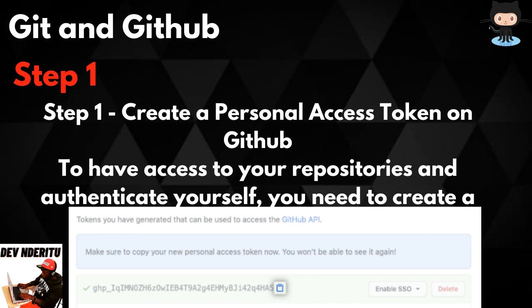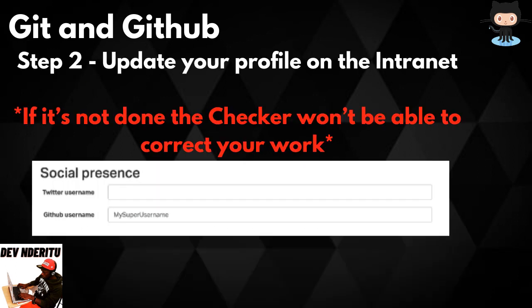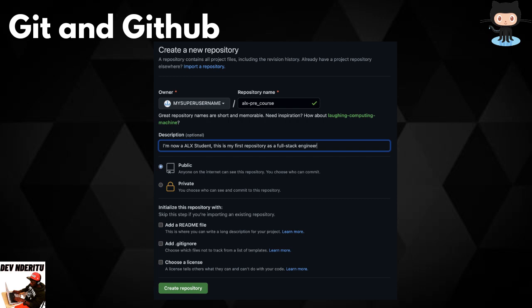So that's just something that you need to do, so that we can have communication between the directory and the GitHub repository remotely. Then you create your first repository. Go to your GitHub website, click on the plus, and create a repository.